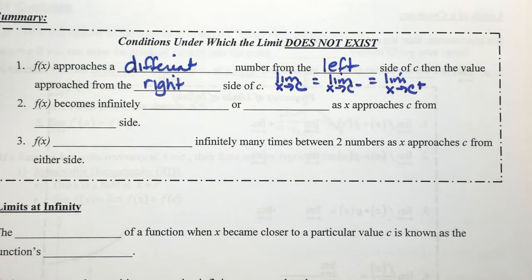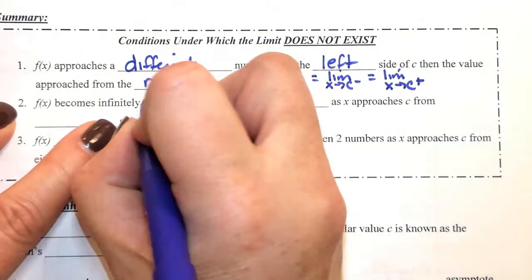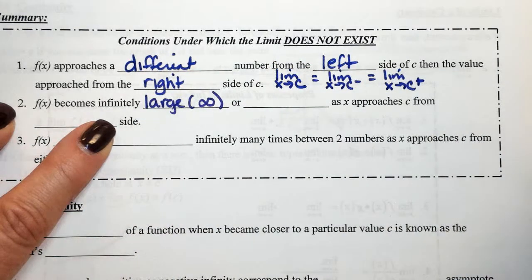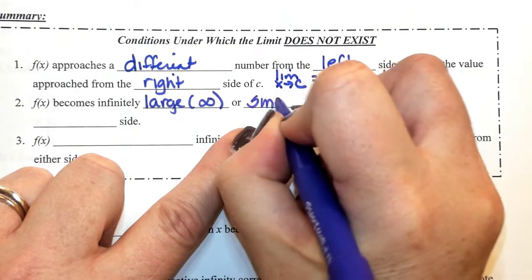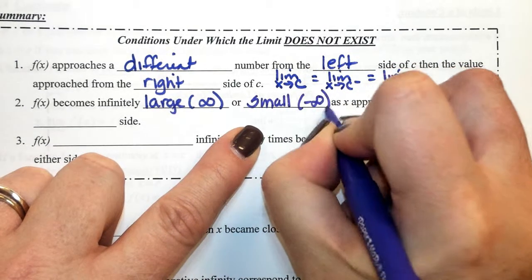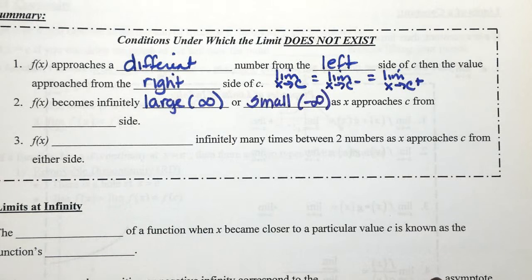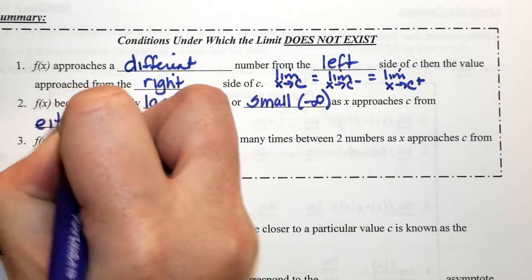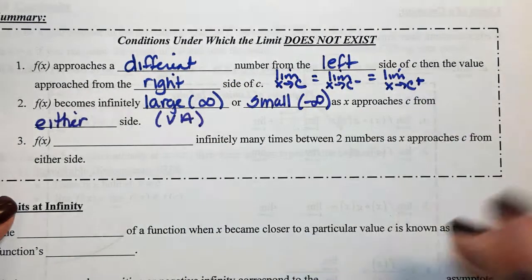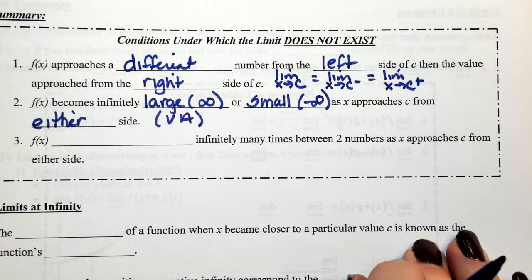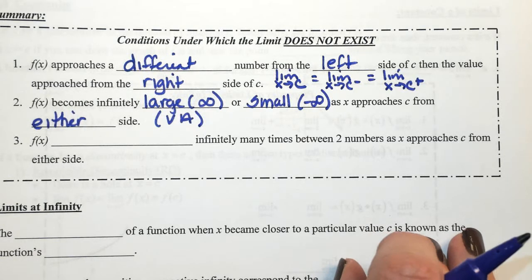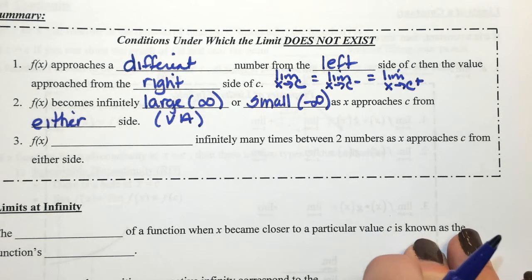Another condition where a limit's not going to exist is if f of x becomes infinitely large, and we would say that that would be infinity. Or small, which we would say negative infinity as x approaches C from either side. And again, this happens when you're approaching a vertical asymptote. So if you're finding the limit of a number that's actually a vertical asymptote in the graph, that's when you're going to have that infinity or negative infinity as the limit.